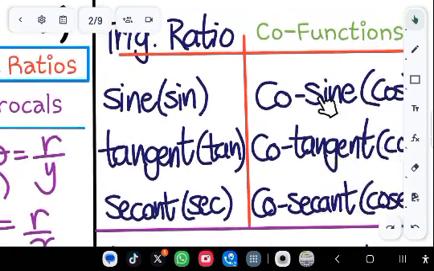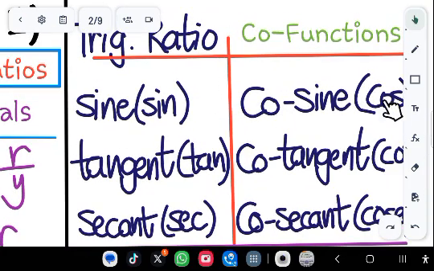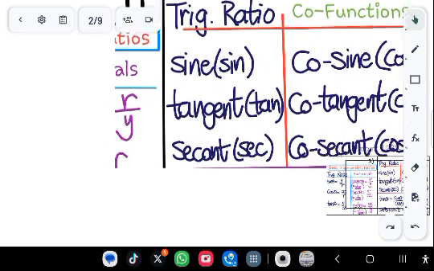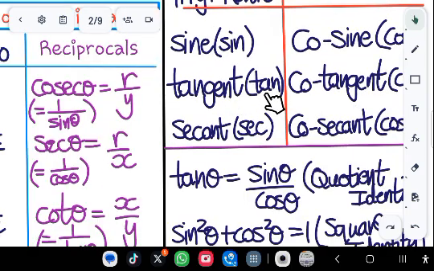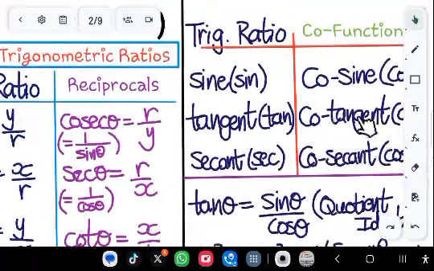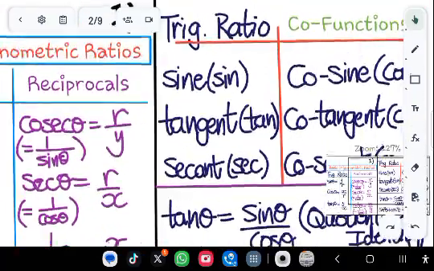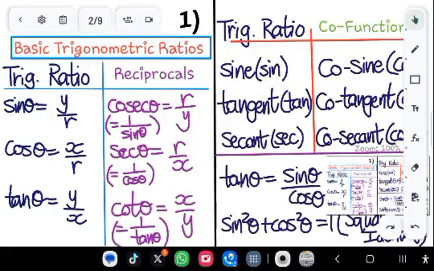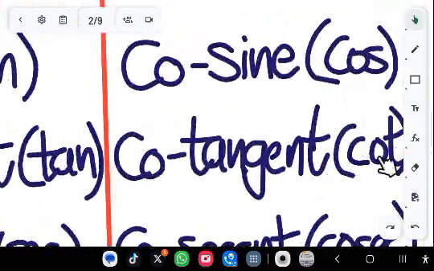Cos is short for cosine, so therefore cosine, which happens to be cos, is the co-function of sine. Now, tangent, which is the full name for tan, has got a co-function as well, and that function is cotangent, abbreviated cot, C-O-T.